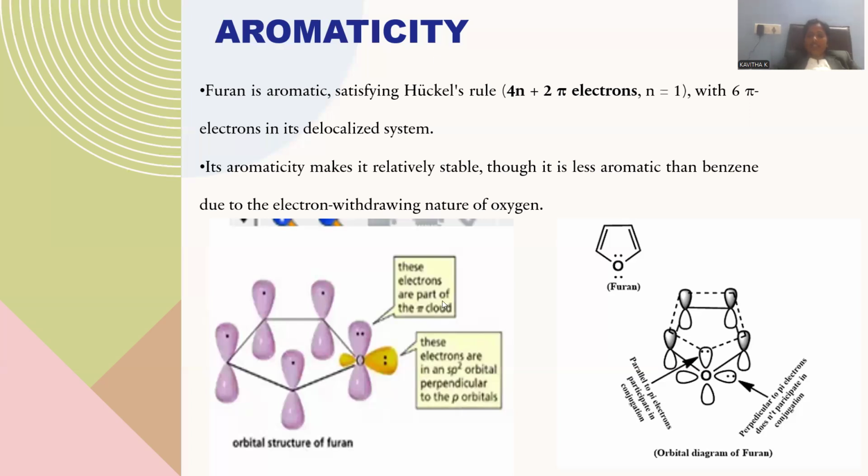This is the way the aromaticity of the compound will be explained, and the aromaticity in comparison to benzene will be somewhat lesser. That is because of the electron withdrawing nature of the oxygen. Oxygen is part of this ring system and has a tendency to pull the electron system. The pi electron cloud is slightly migrating towards oxygen, so its aromatic nature will be slightly diminished. So this is the way aromaticity is explained.